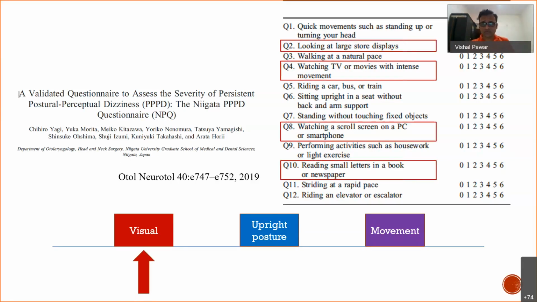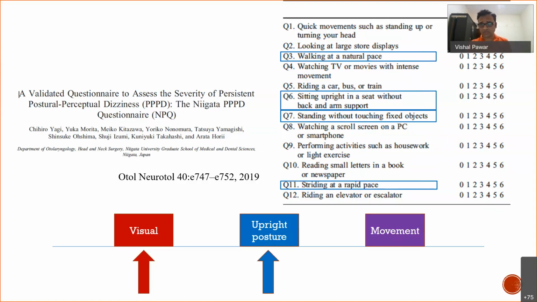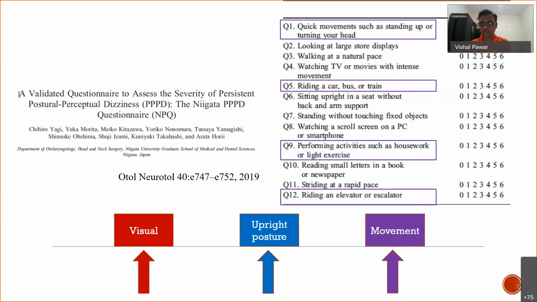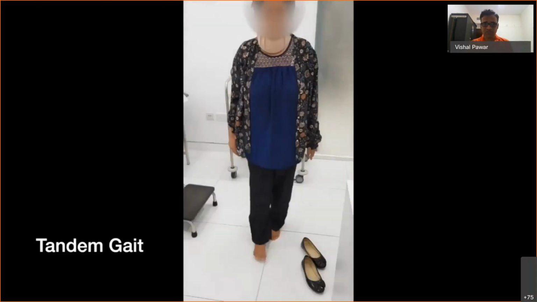There are 4 questions which are related to the visual score. There are 4 questions which are related to the upright posture. And there are 4 questions which are related to the movement. When the patient is in action movement, whether the patient feels dizzy. This is a scale from 0 to 6, and the total score ranges from 0 to 72. And what are my findings in the last 2 months, I will show you.